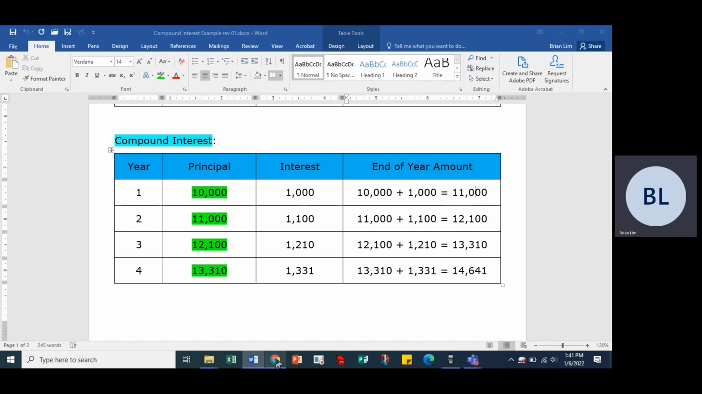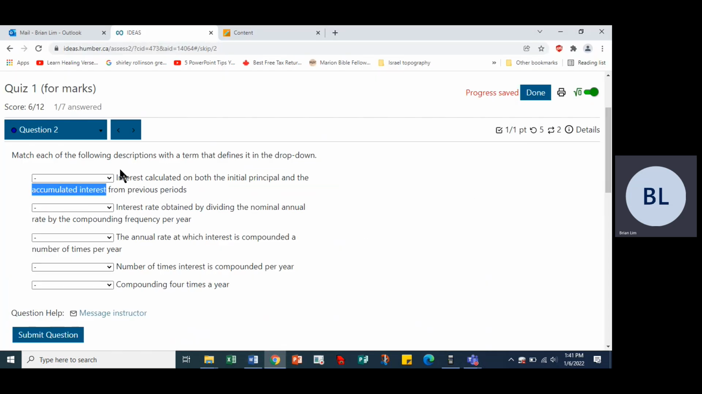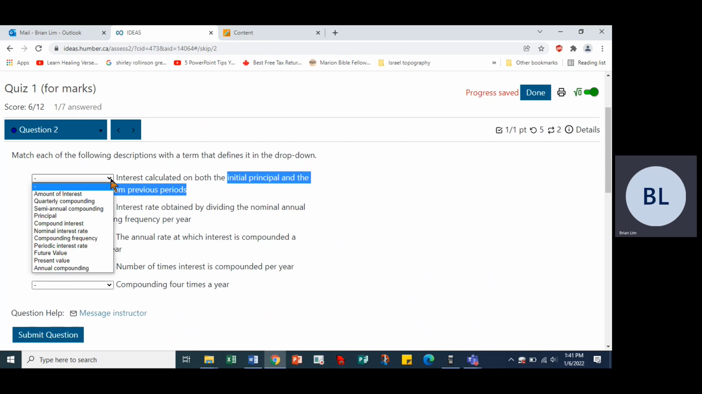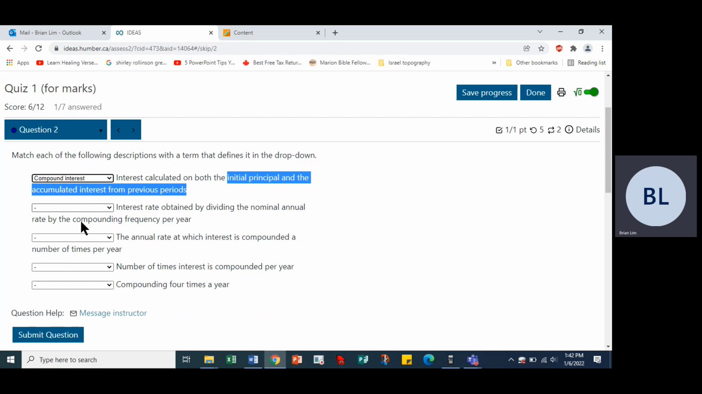So that interest is added to the principal, and that starts year 2. So let's go back to the question and read again what it says. Interest is calculated on both the initial principal and the accumulated interest from previous periods. So I think what would describe that best would be compound interest. All right. Okay. Next one.